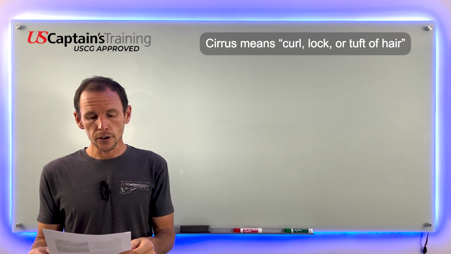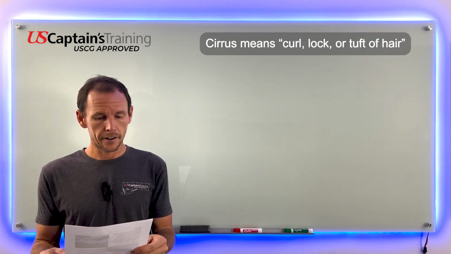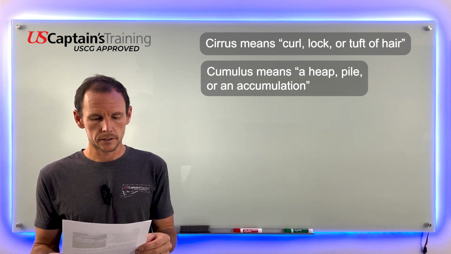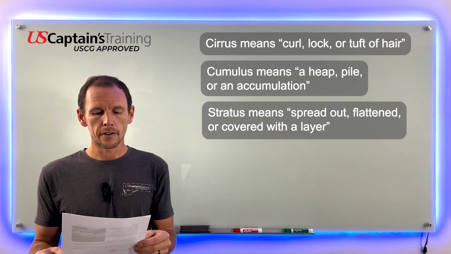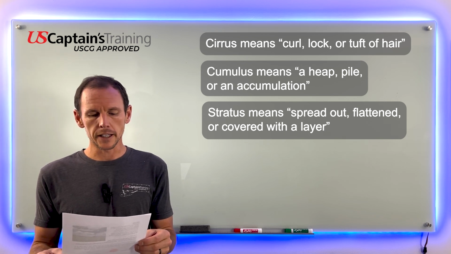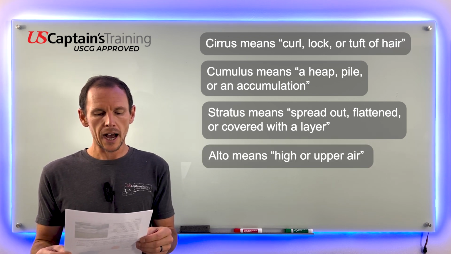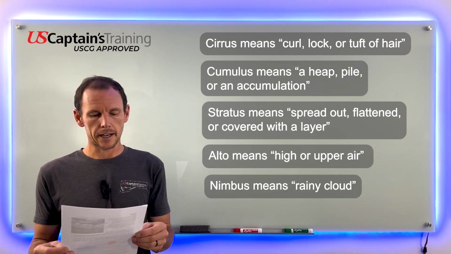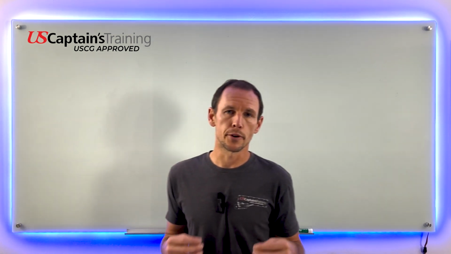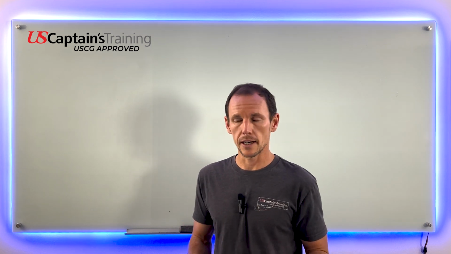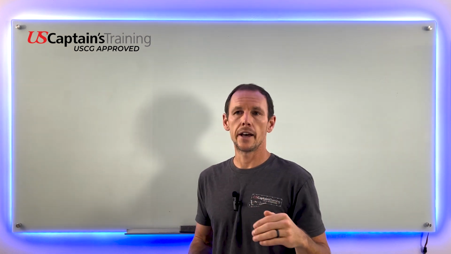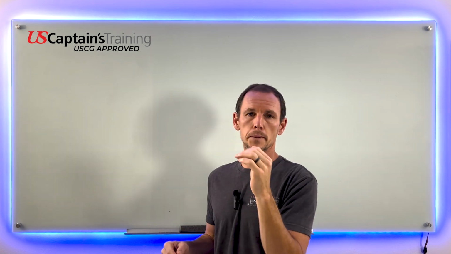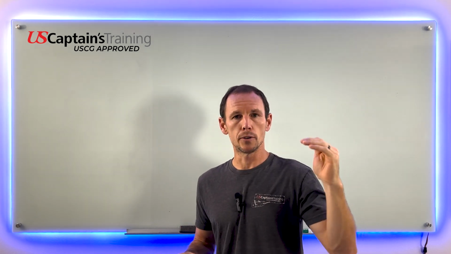Cirrus means curl, lock, or tuft of hair. Cumulus means a heap, pile, or an accumulation. Stratus means spread out, flattened, or covered with a layer. Alto means high or upper air. And nimbus means rainy cloud. Okay, so those are the Latin prefixes that help describe clouds. If you go through the reading, near the end, I give all the clouds, and I give their names and a little bit about them, and if they're high, middle, or low clouds.